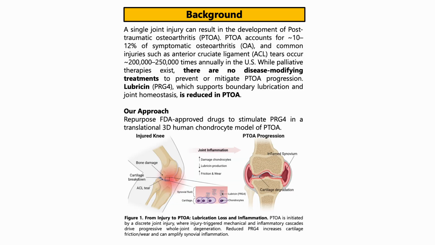PTOA can start after a joint injury and represents about 12% of symptomatic osteoarthritis cases. Even with current care, we still do not have disease-modifying treatments for PTOA. Lubricin, also known as PRG4, a key protein for joint lubrication and joint balance, is often reduced. This can increase friction, cartilage wear, and synovial inflammation.